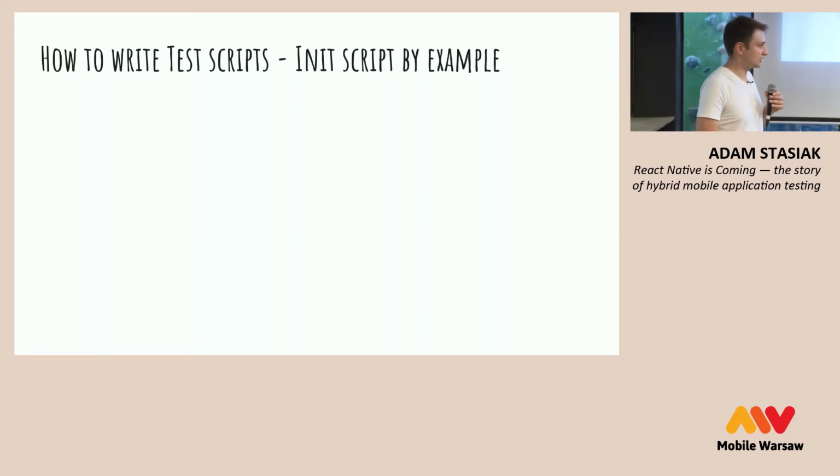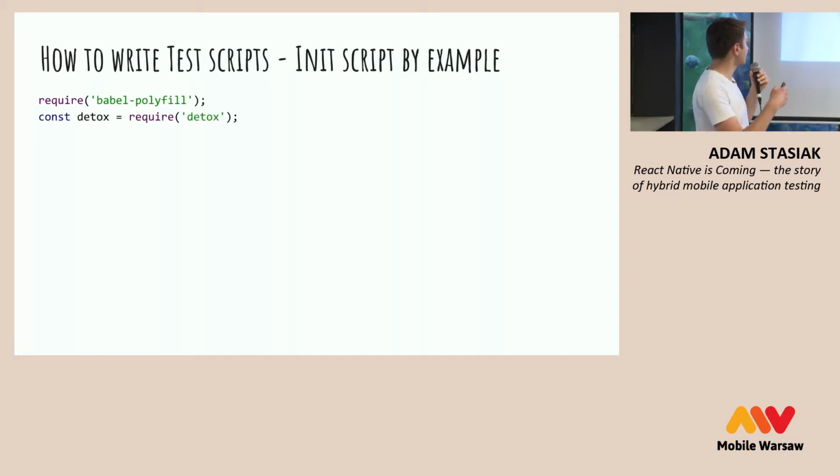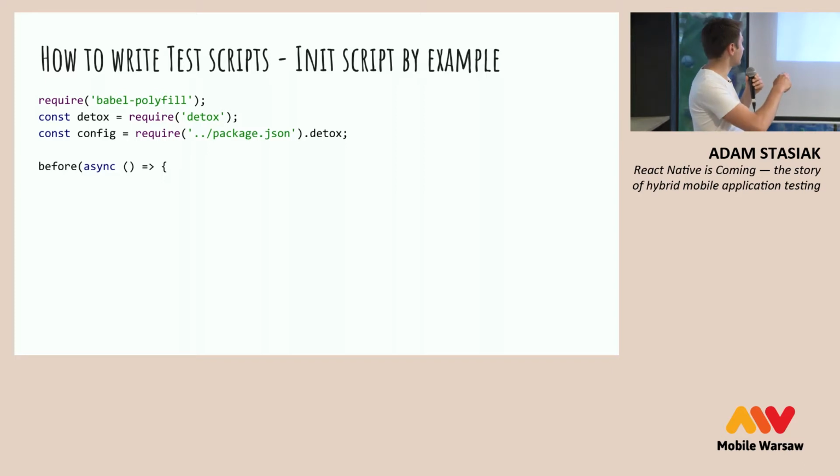Let's have a look at how to start writing tests. We have to find the INIT script, which is automatically added by the Detox framework. Inside, we have to put the JavaScript require Babel polyfill invocation. Next, declare Detox and require the Detox module from our repository. Also declare config, and we point to the path of the file PACKAGE.JSON, which we configured earlier.